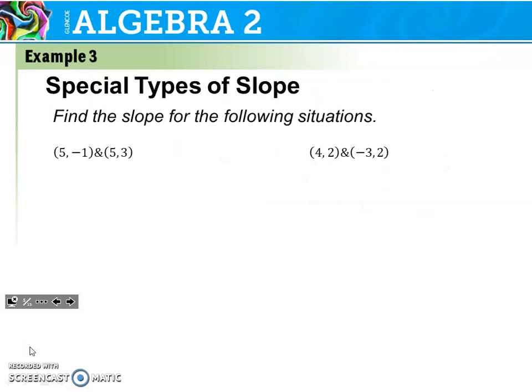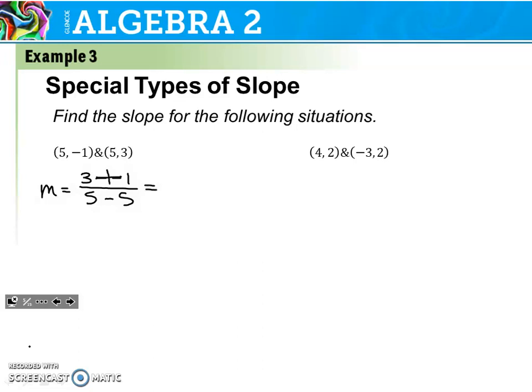I did want to cover 2 special types of slope. Okay, positive slope we referred to went up. Negative slopes went down. There are, however, 2 other types of slopes, and they involve special lines. So for this one here, we've got 5, negative 1, and 5, 3. Okay, I'm going to go ahead and plug these in. So it'll be 3 minus negative 1, because I got y sub 2 minus y sub 1. And then I'm going to do 5 minus 5.